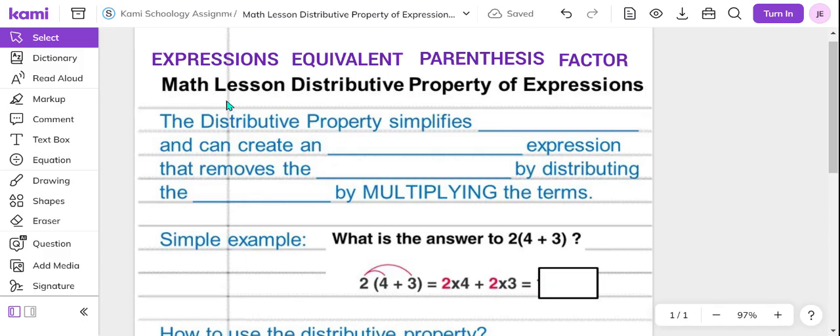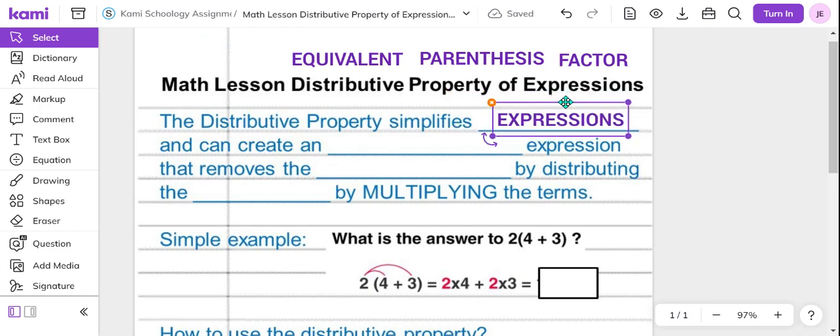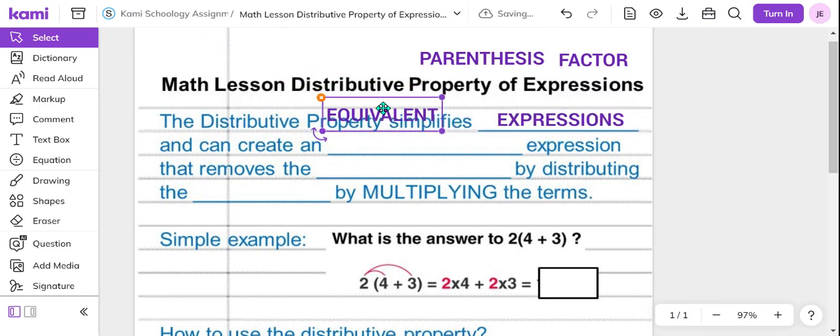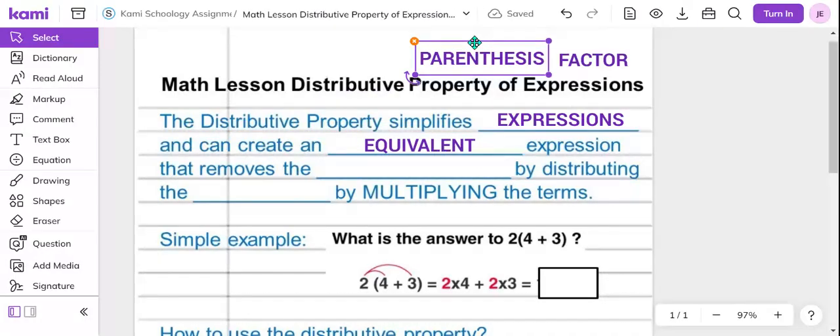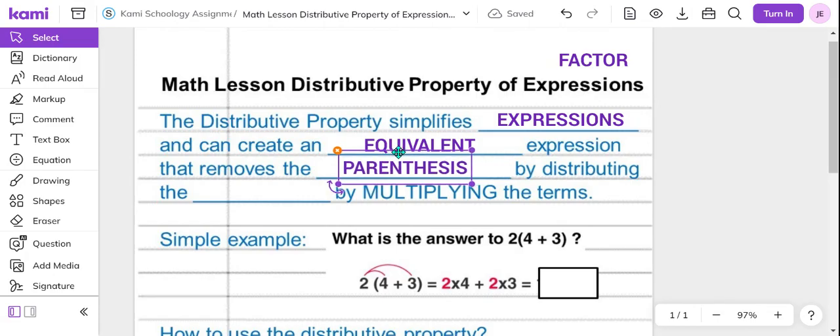So the distributive property is going to simplify expressions, and what it's doing is going to help create an equivalent expression by removing the parentheses from the expression. And we do that by using the factor and multiplying the factor by each term inside the parentheses. Okay, so right down below, there's a simple example.